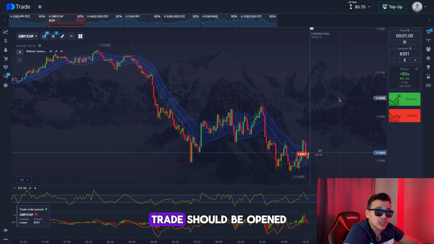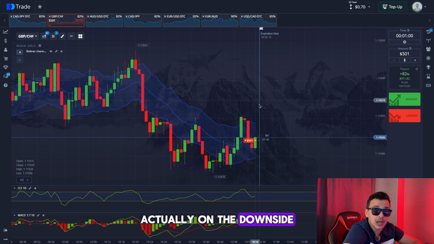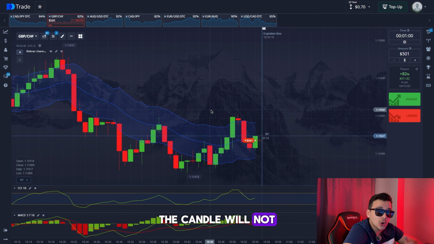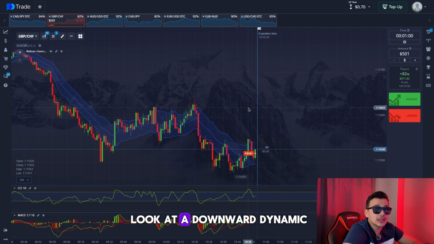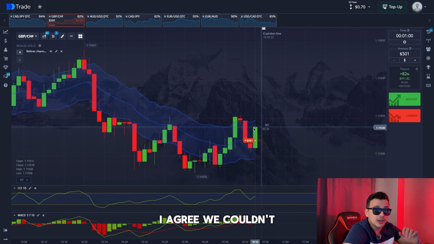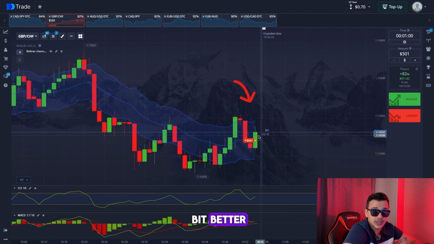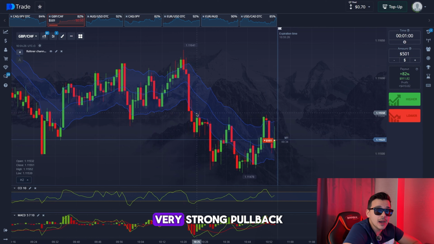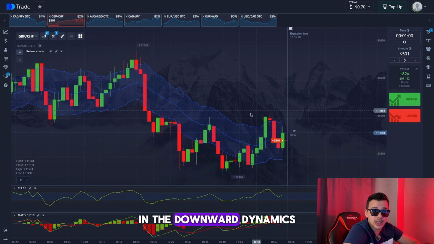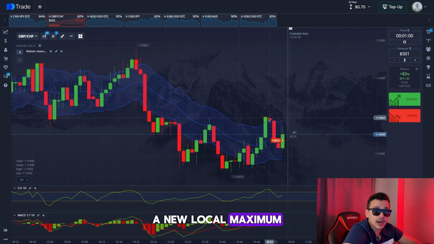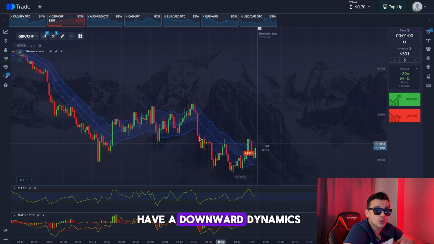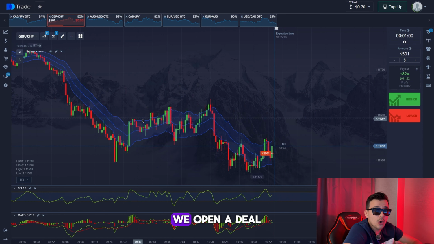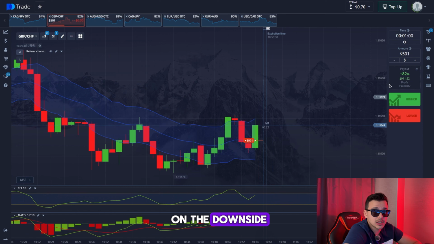This is where the trade should be open actually on the downside. The candle will not give us more momentum. It shouldn't, at least. Look at a downward dynamic. I agree, we couldn't have opened a little bit better, but we have a very strong pullback in the downward dynamics. A new local maximum has been formed. And accordingly, as we have a downward dynamics, we open a deal on the downside, yes.